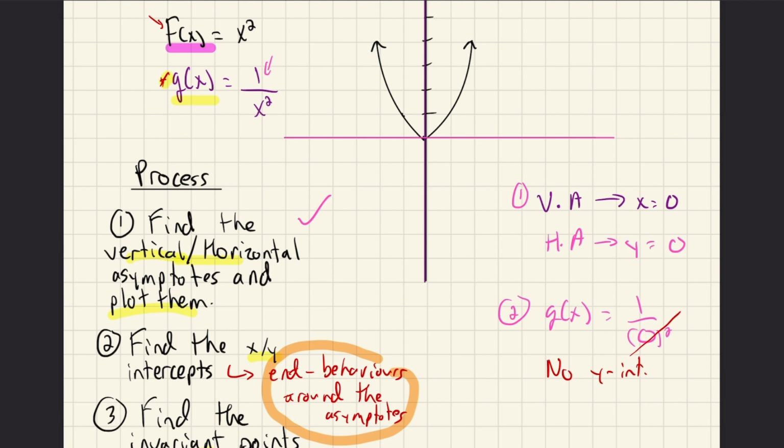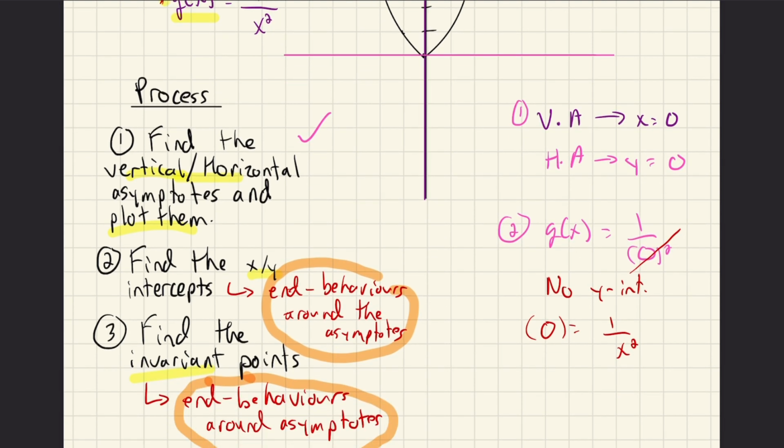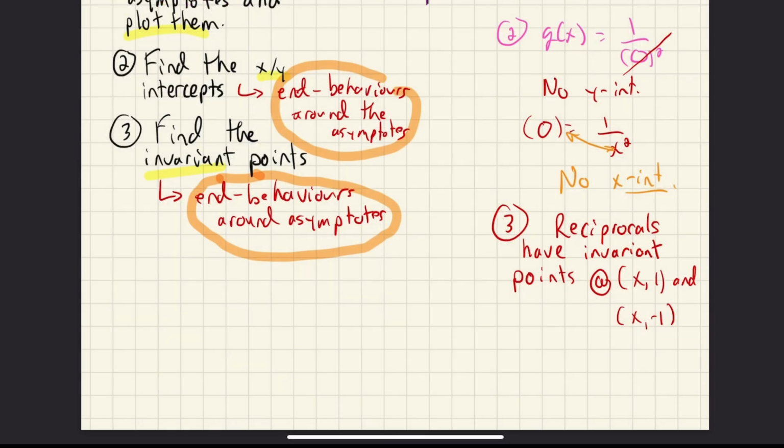And then for the x-intercept, we're going to do the same thing. We're going to put 0 for g(x), and y = 1/x², but the problem is when I try and solve for x, it too would have no x-intercept because you cannot solve for x. The x simply disappears when you multiply by 0, so we're going to write here no x-intercept.